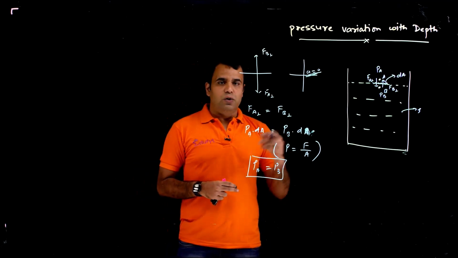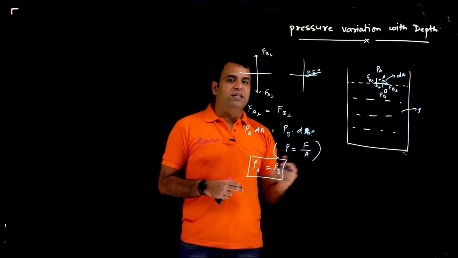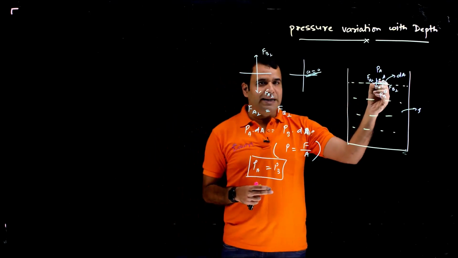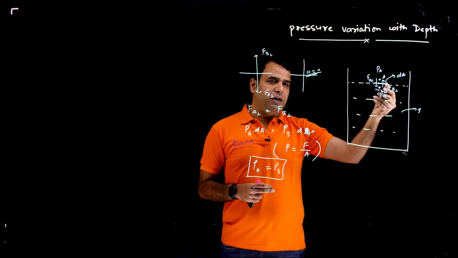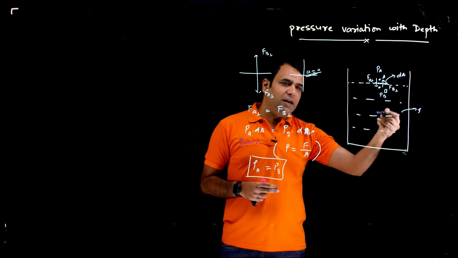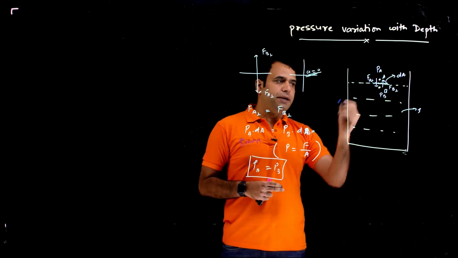Now we'll learn how to calculate the pressure according to depth, meaning we knew pressure at point A, from there we deduced the pressure at point B. Now we want to calculate the pressure as we go down, perpendicular to the surface.